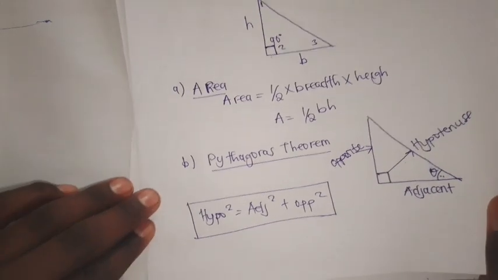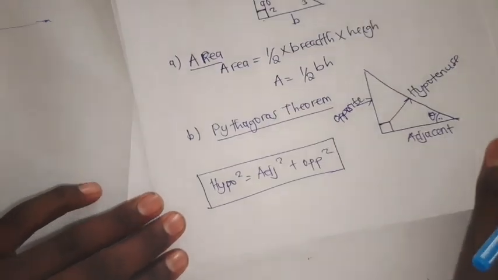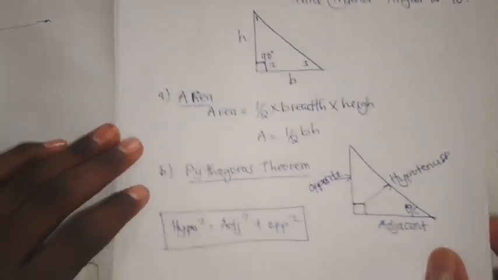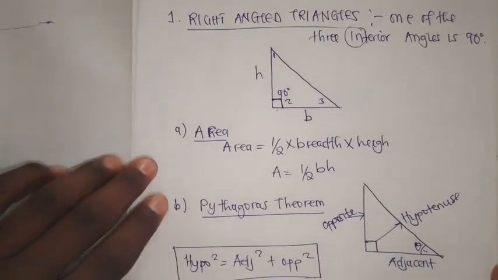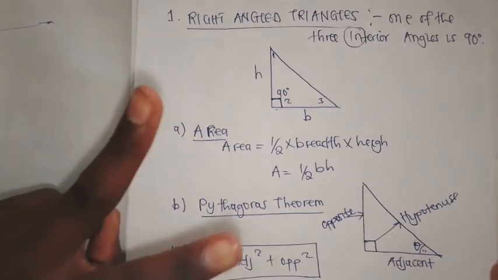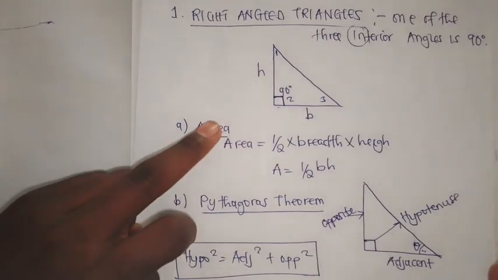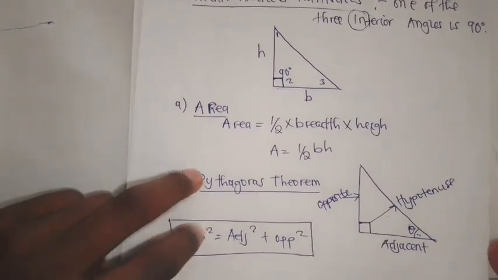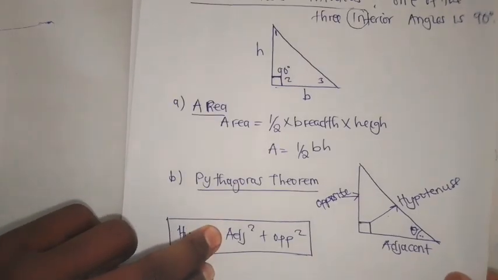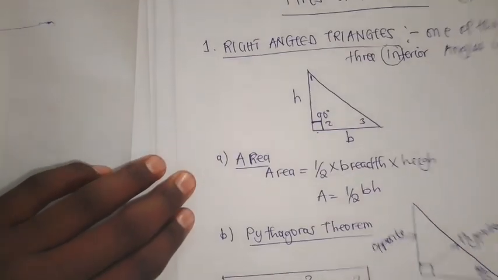So this is Pythagoras theorem. Let's go to the next one. Under right-angled triangles, we talked about two things: how we find the area, and how we deal with Pythagoras theorem. Let's now go to the next one.